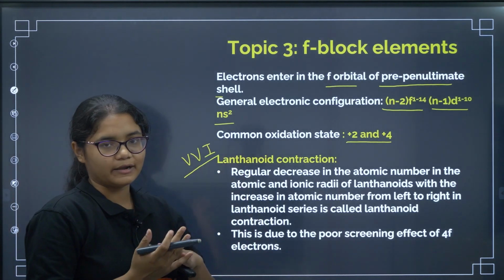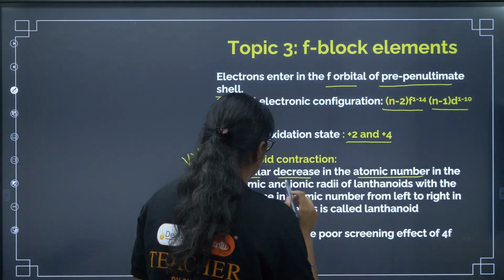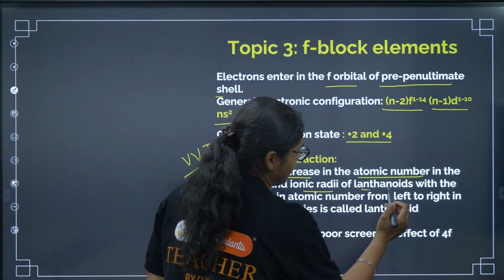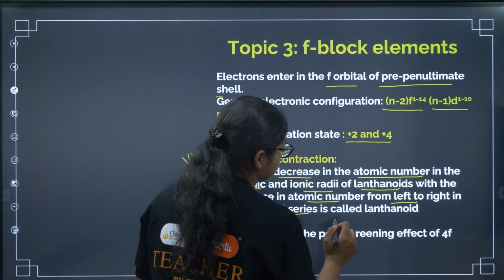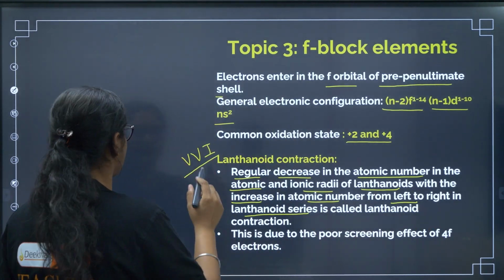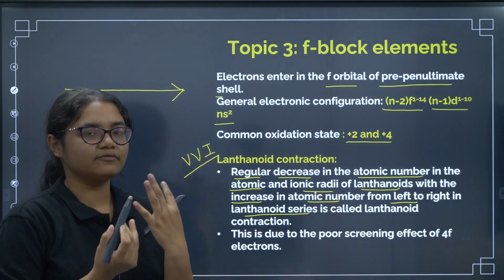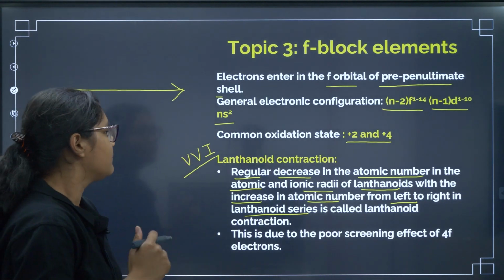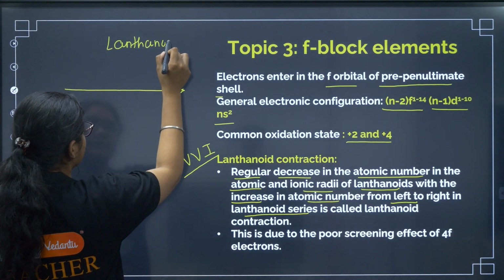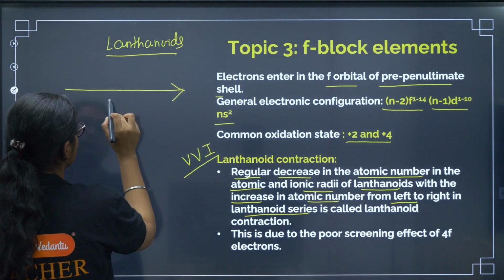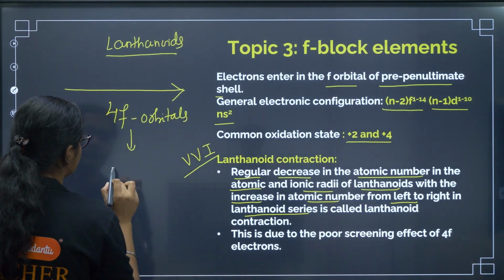So what is lanthanide contraction? Let us see. The regular decrease in the atomic and ionic radii of lanthanides with the increase in atomic number from left to right is called lanthanide contraction. When you go along a period, the size decreases because of the increase in effective nuclear charge. But in the case of lanthanides, there is one more factor which contributes to this, that is the 4f orbitals. These 4f orbitals have poor shielding.